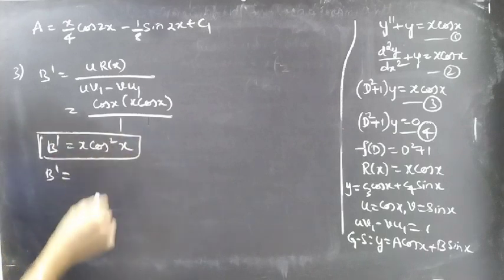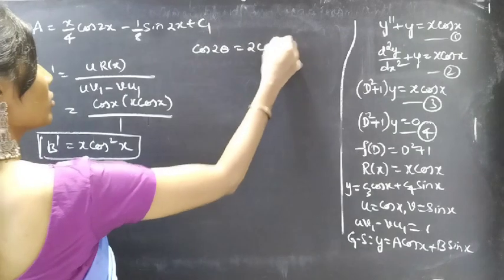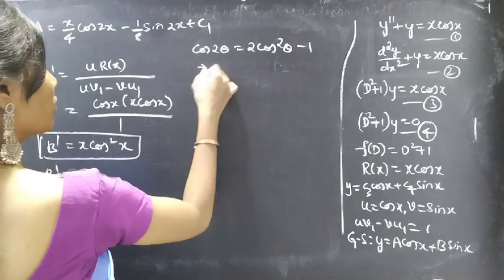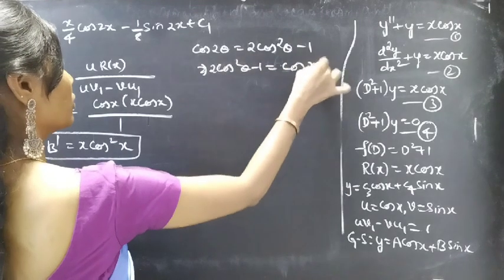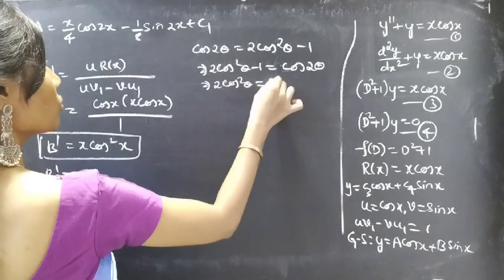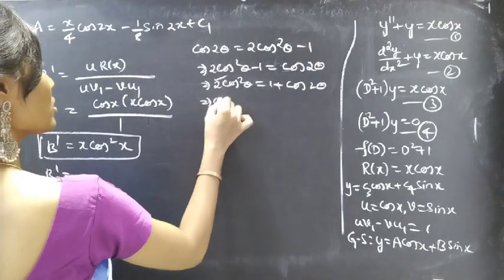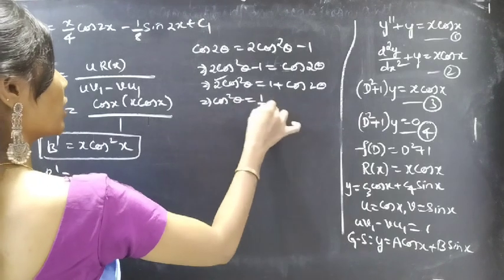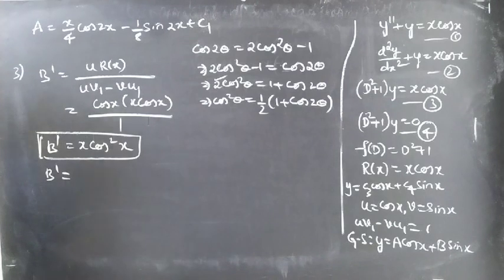We know that cos 2 theta equals 2 cos square theta minus 1, or we can write it as 2 cos square theta minus 1 equals cos 2 theta. Now take this minus 1 to the RHS, then we get 2 cos square theta equals 1 plus cos 2 theta. Now take this 2 to the RHS, then we get cos square theta equals 1 by 2 of 1 plus cos 2 theta, right? Now just replace cos square x with 1 by 2 of 1 plus cos 2x.